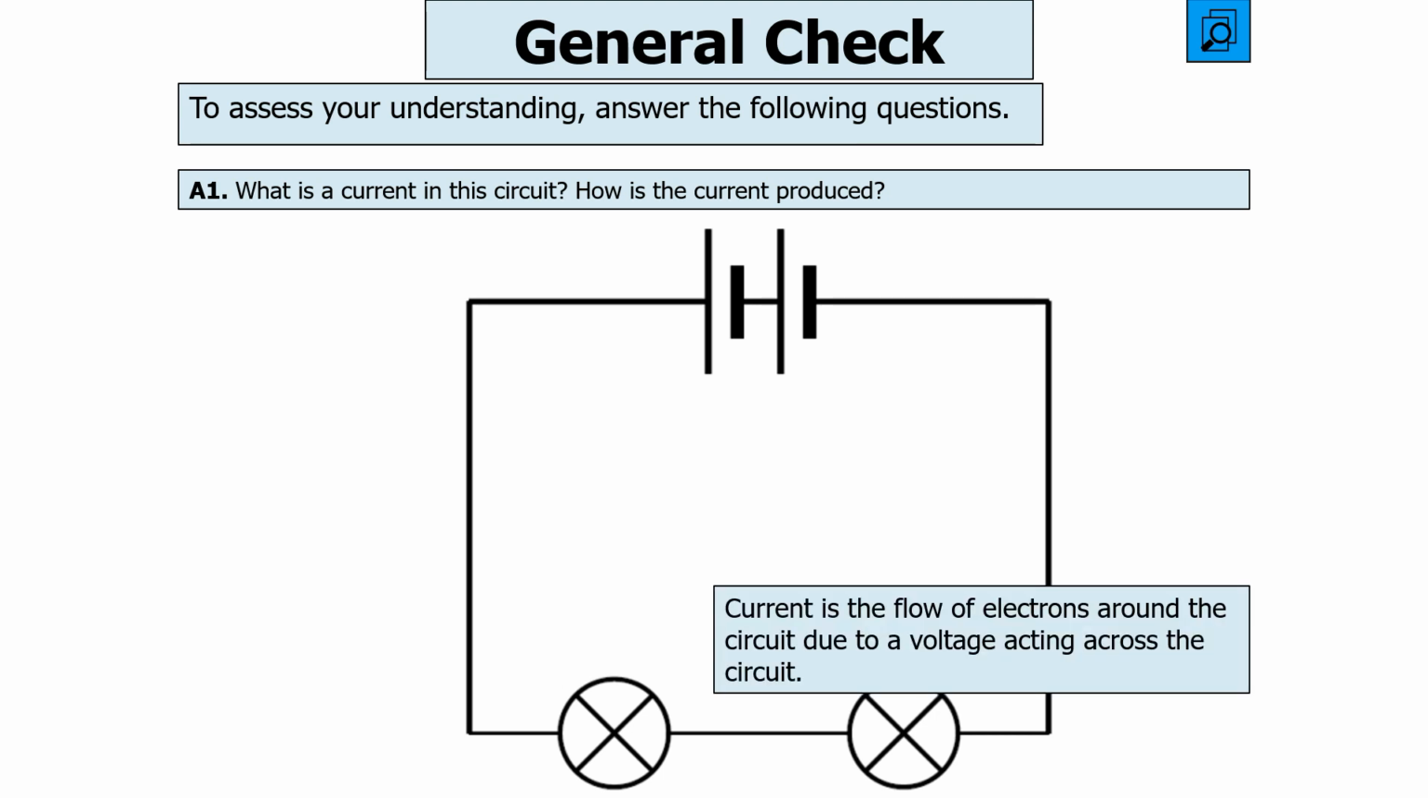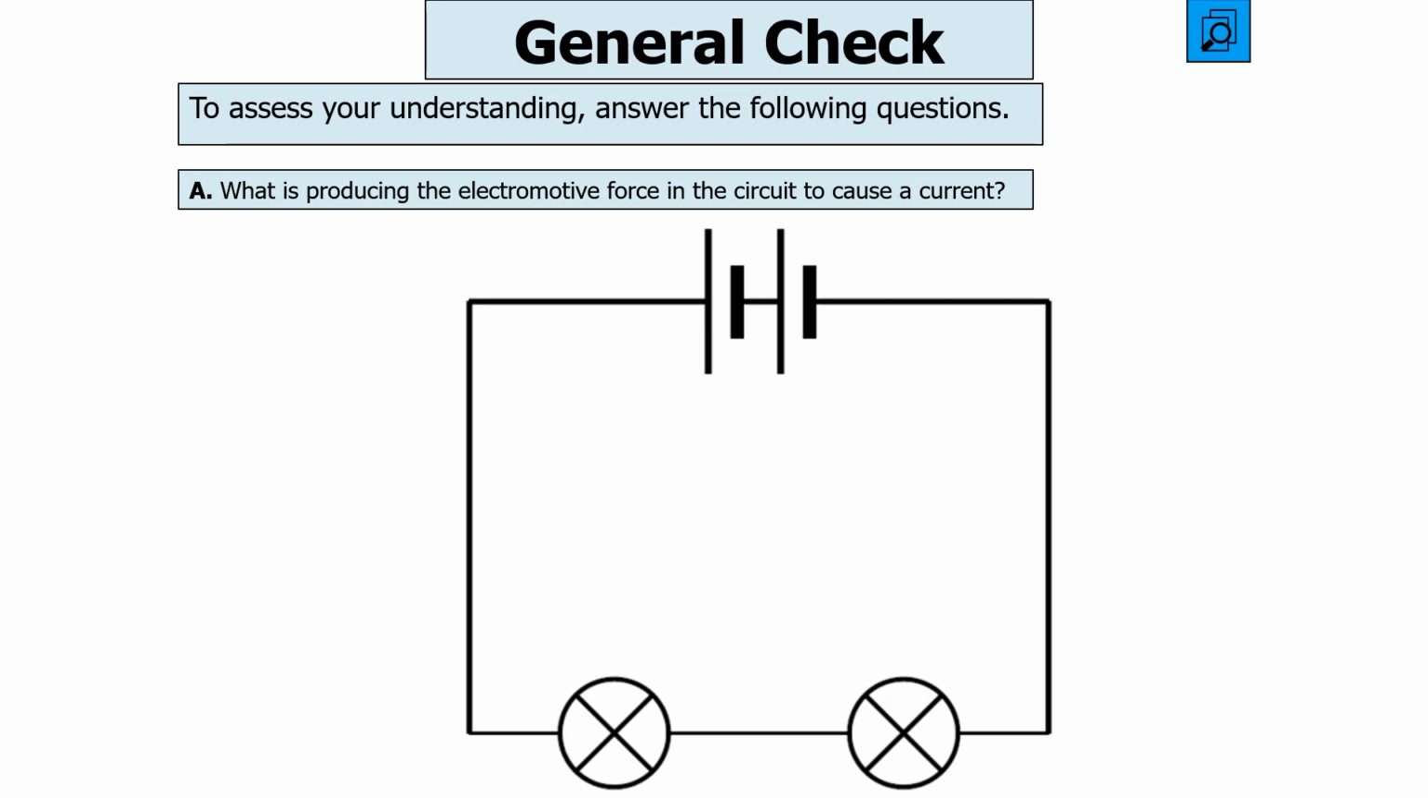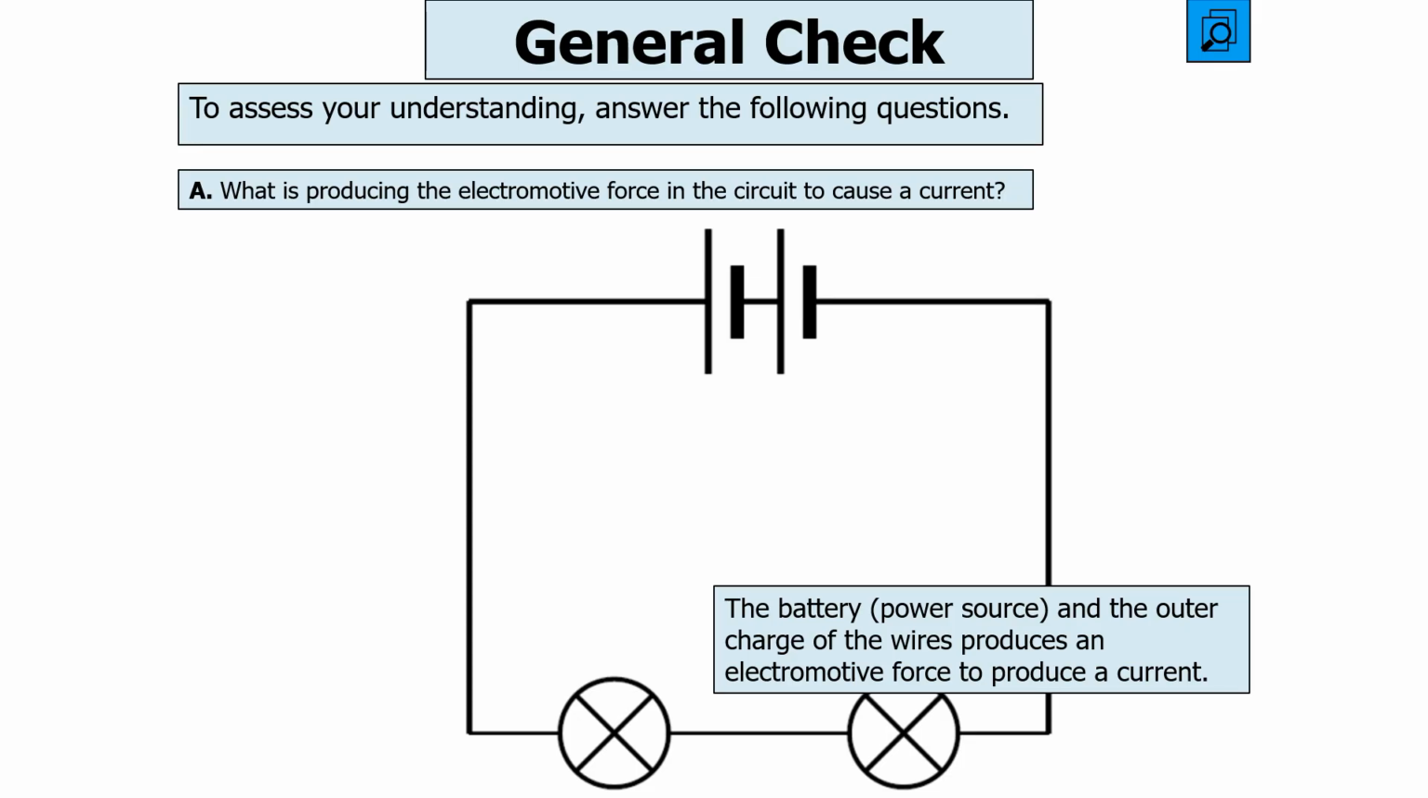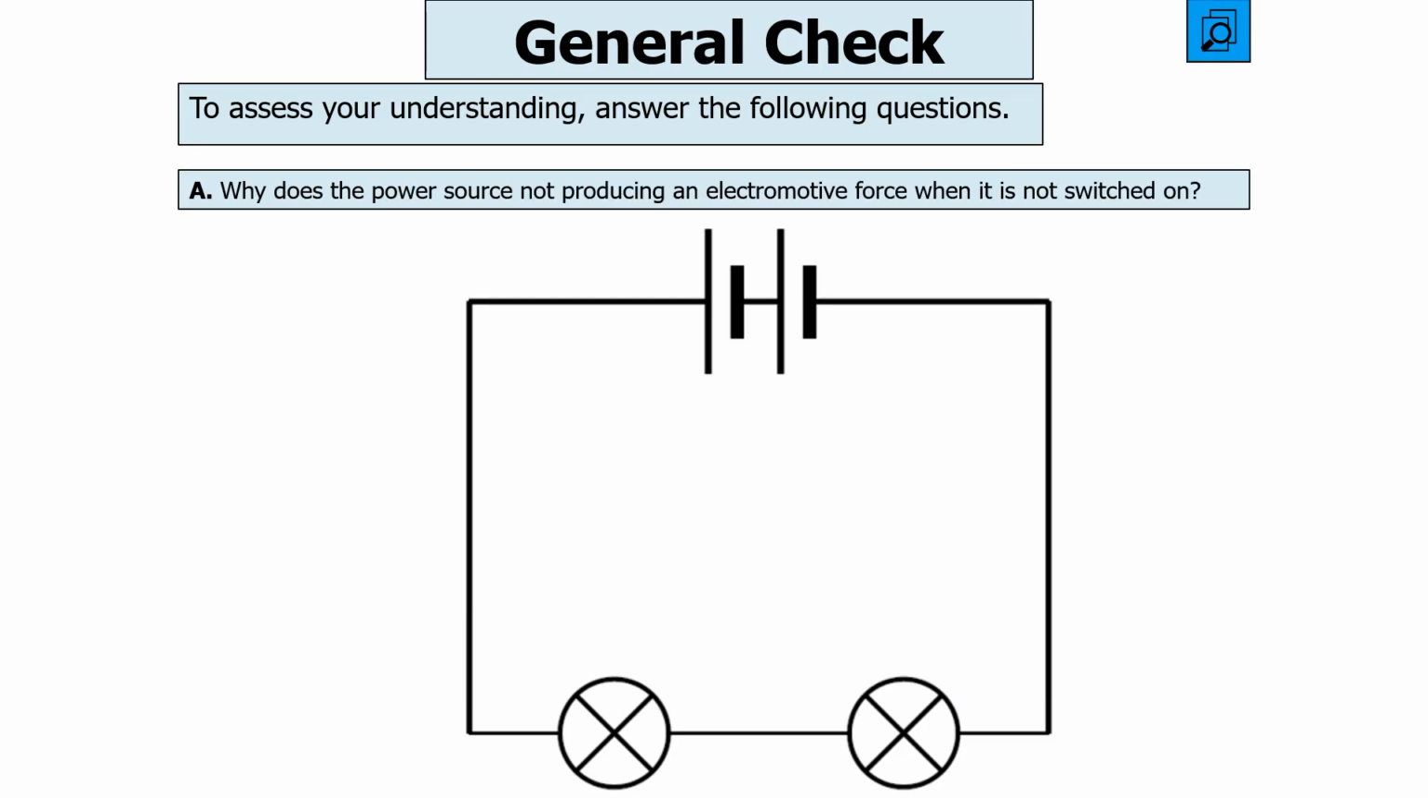Current is the flow of electrons around the circuit due to a voltage acting across the circuit. Now what is producing the electromotive force in the circuit to cause a current? Pause the video now, then unpause the video when you want to go through your answer. Well, the battery or the power source and the outer charge of the wire produces an electromotive force to produce a current. The next question. Why does the power source not produce an electromotive force when it is not switched on? Pause the video now, then unpause the video when you want to go through your answer.